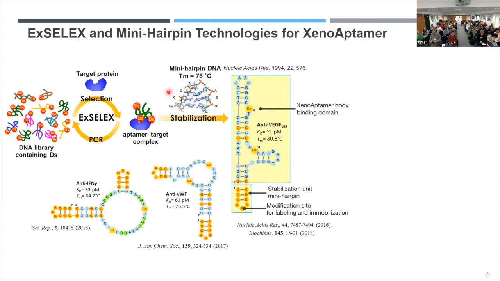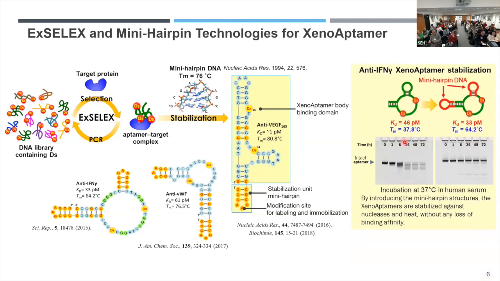Then we put this mini hairpin DNA at the 3' end of the aptamers. This is the result for the interferon gamma aptamer. With just the aptamer part, after 1 day of incubation at 37 degrees in human serum, it was mostly decomposed. But if we introduce the mini hairpin DNA at the 3' terminus, and this hairpin region is not related to the binding, which is why we replaced the original hairpin structure with a mini hairpin, then after 3 days the aptamers still survive. Thermal stability is also greatly improved, and the KD value is also slightly reduced.